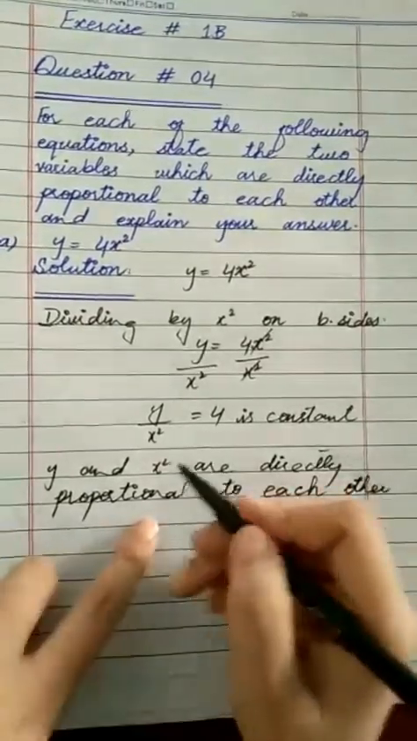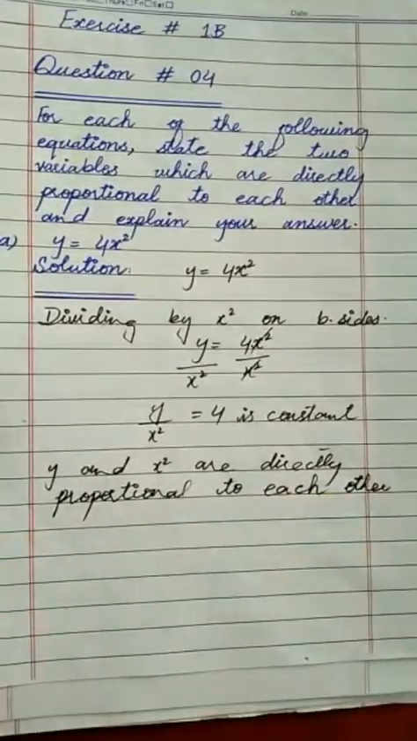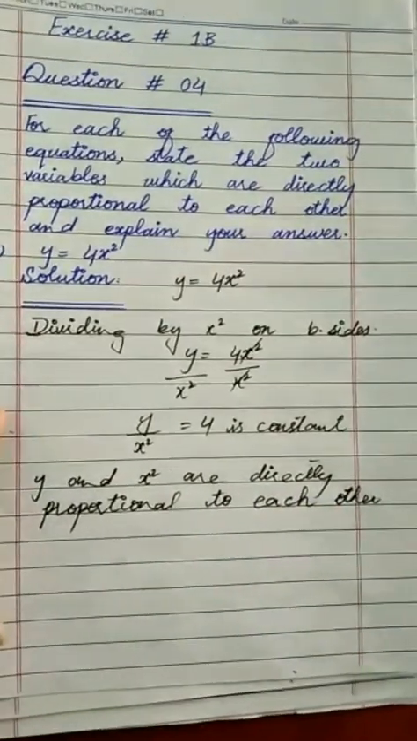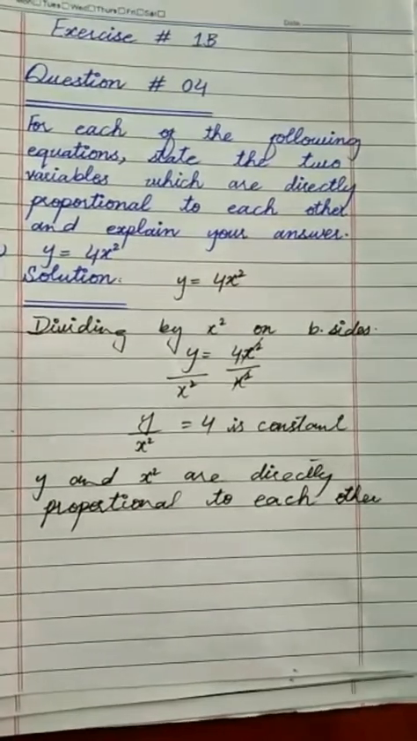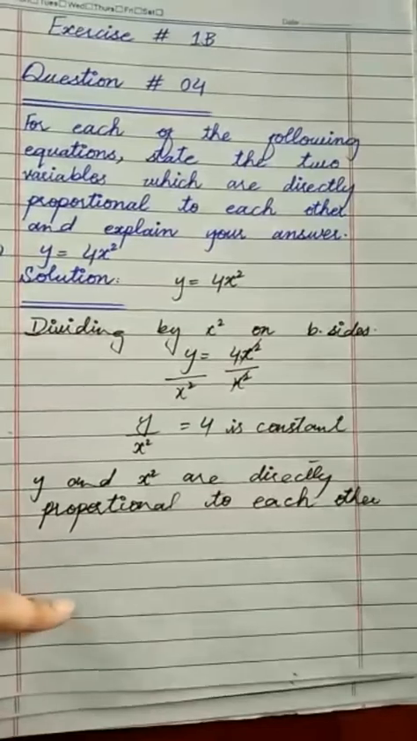Okay, y and x square are directly proportional to each other. It's clear now because it's equal to a constant. Students, all parts of question number 4 use the same method. One I have solved for you, the other I'm going to solve.